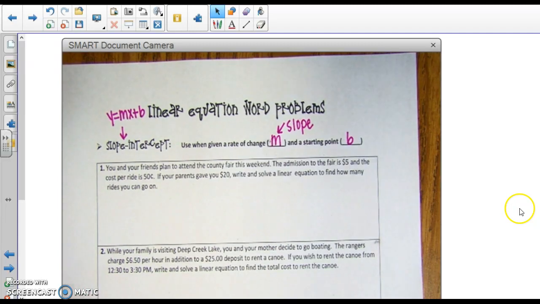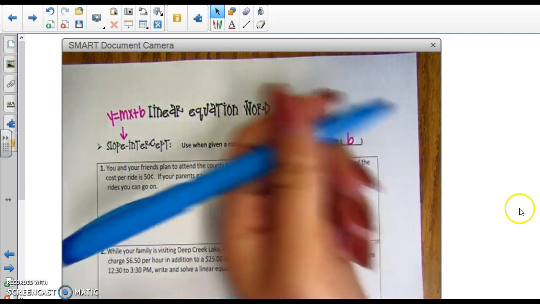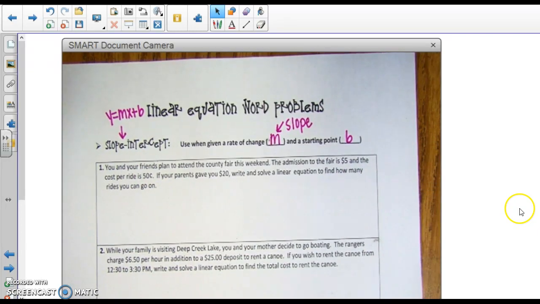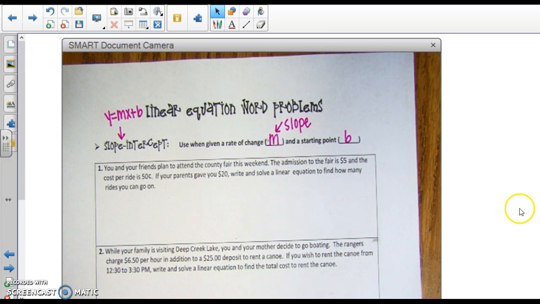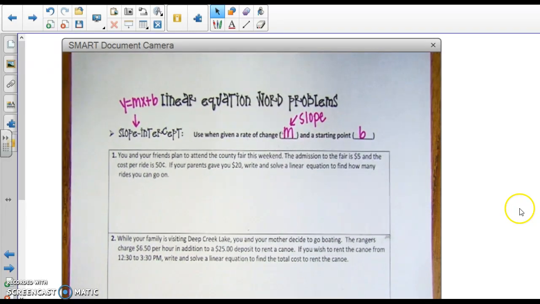So what I'm going to do now is read through number 1, and highlight my slope in blue, and then my starting point for b I'm going to highlight with pink. On number 1, you and your friends plan to attend the county fair this weekend. The admission to the fair is $5 and the cost per ride is 50 cents. If your parents gave you $20, write and solve a linear equation to find how many rides you can go on.